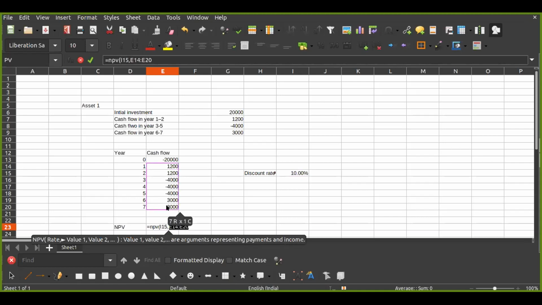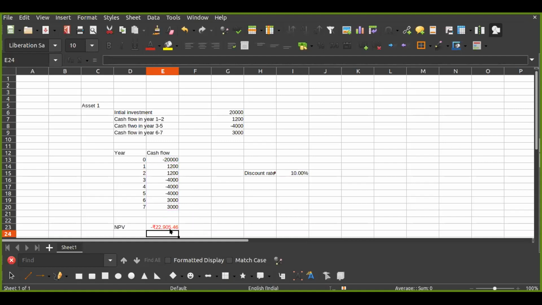So selecting all of them after closing it. The initial investment is negative. It is a cash flow going out, so we need to exclude it from the formula and add it separately. And we got 20,094 as the net present value. It means that it is negative, so the investment is rejected.